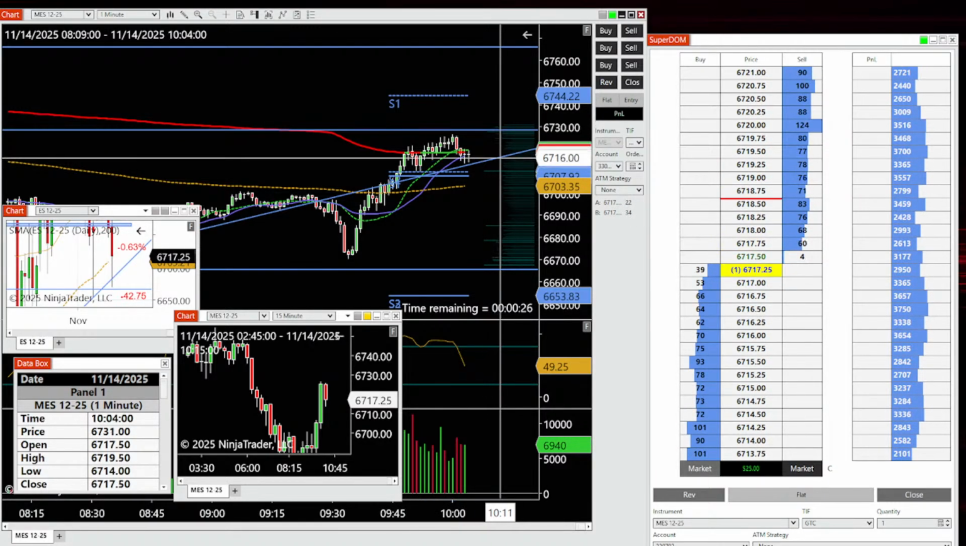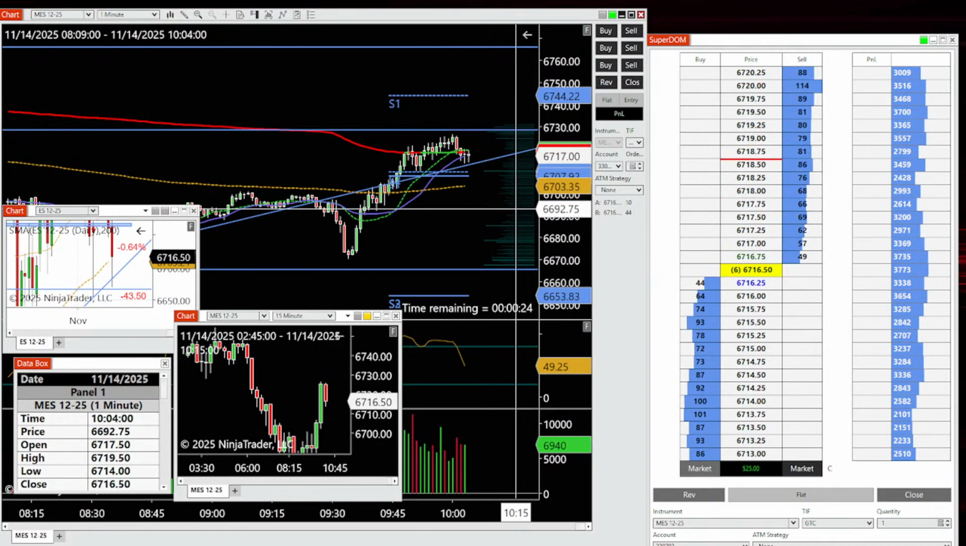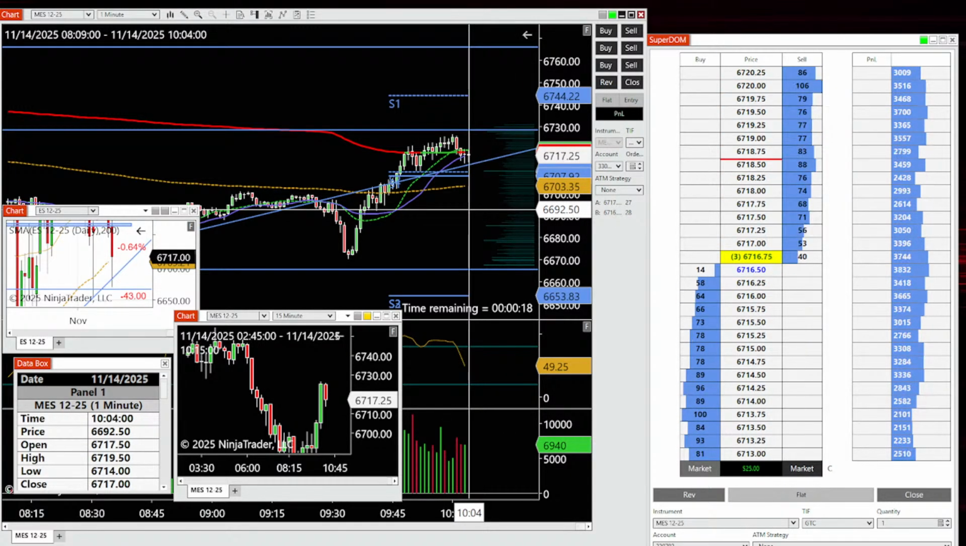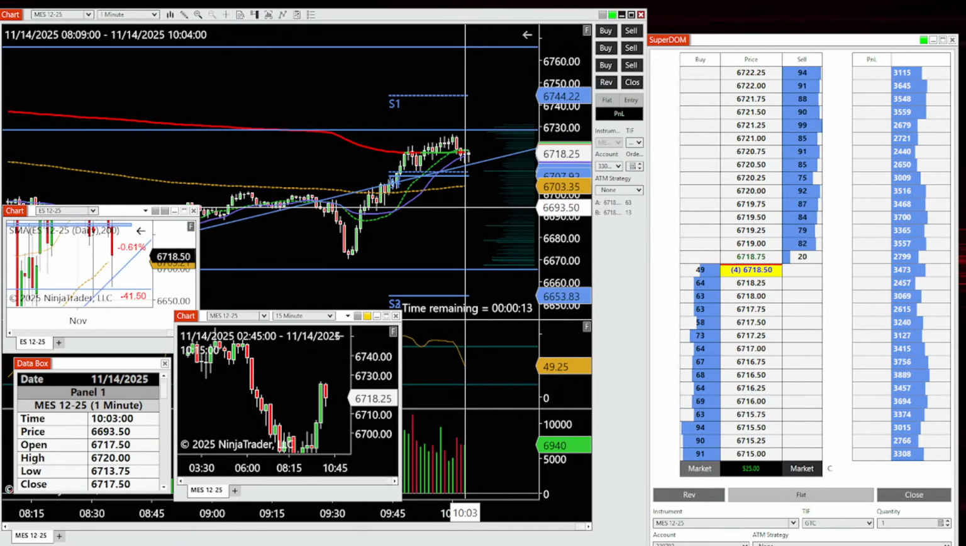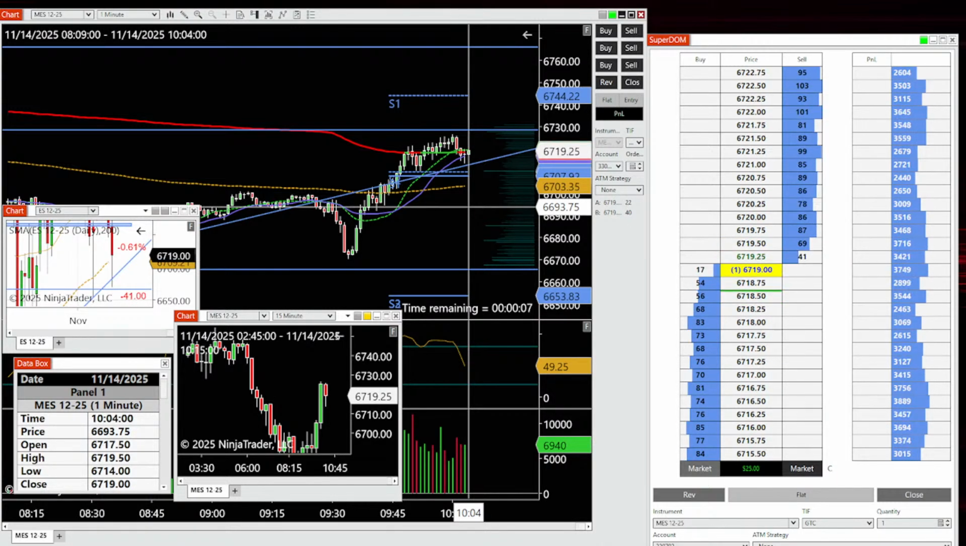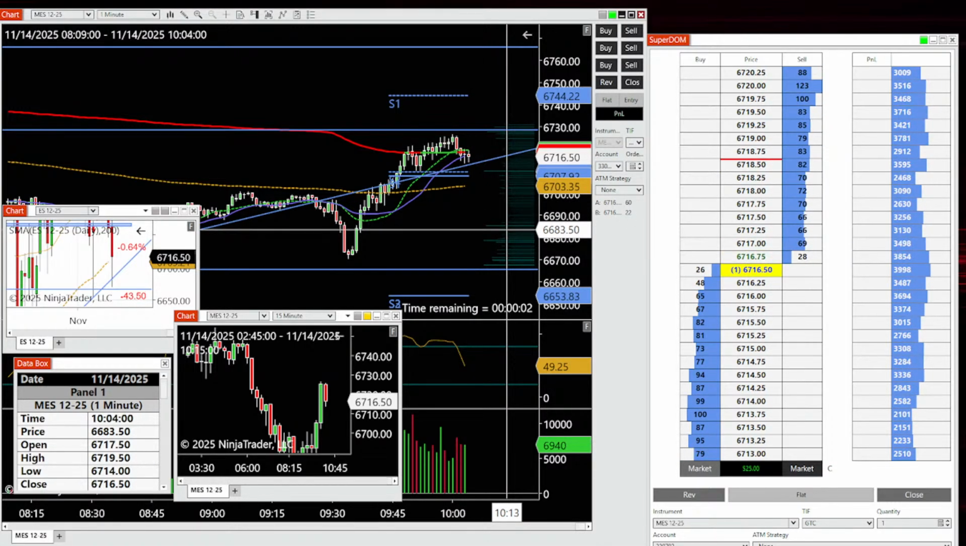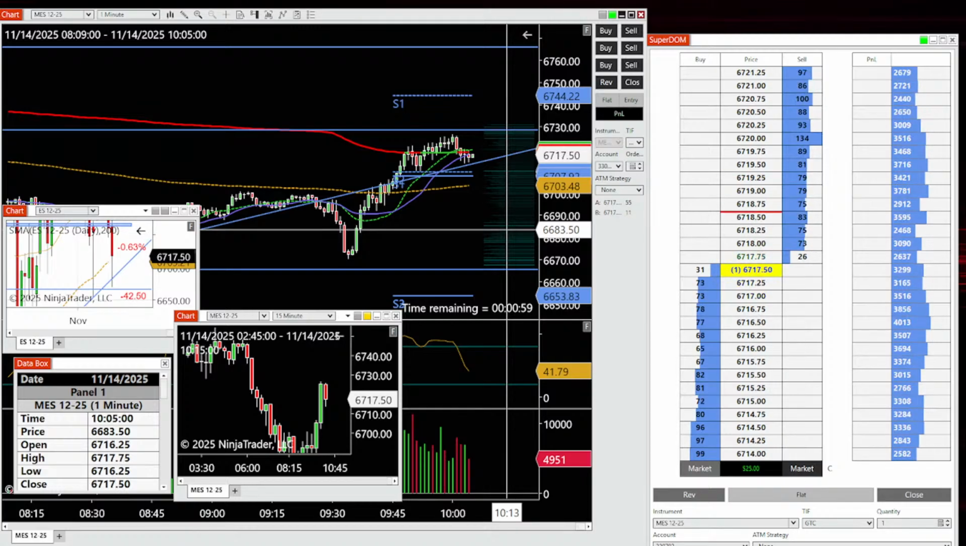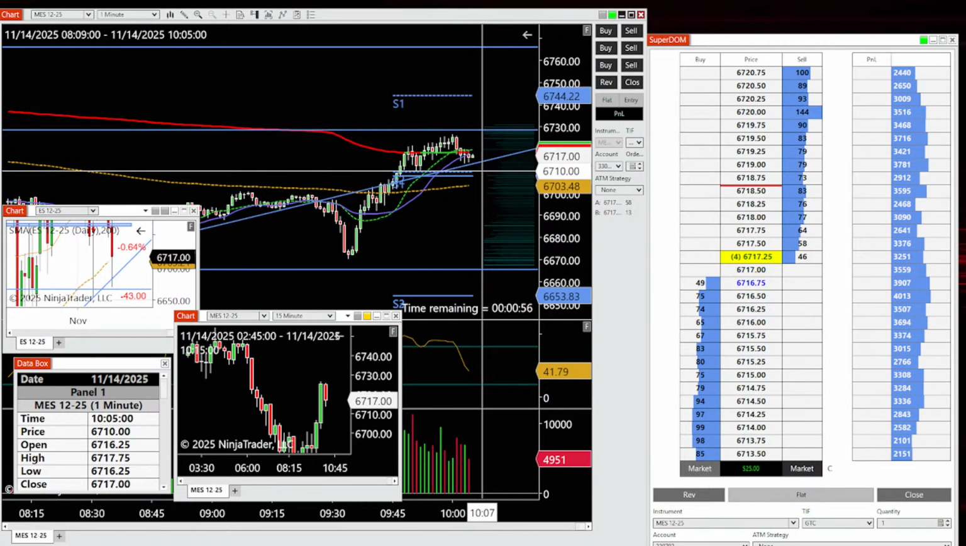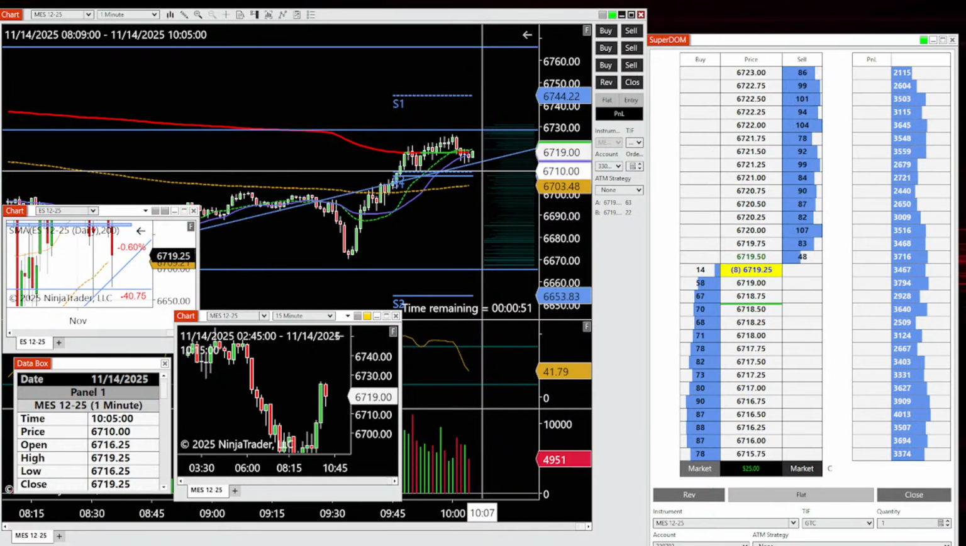Let me take this off. Where did this go? 19. So we got 20.50. We got 20. Okay. And we got 19.50. Still not hitting 20, but still holding this trend line. And there you go.